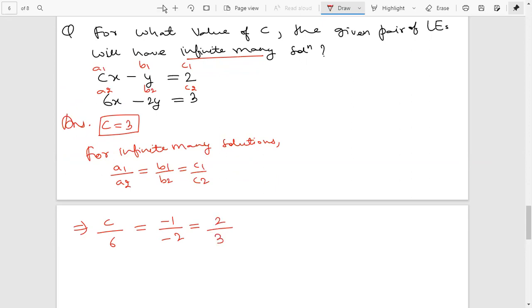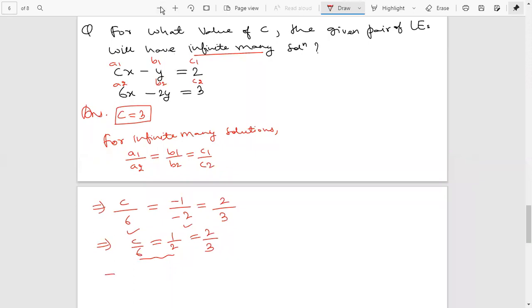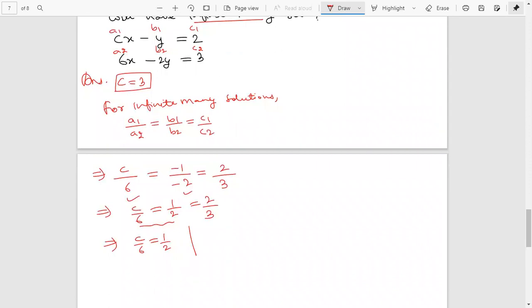So actually it is not possible because no values of x. Suppose if we take these two values, we can simplify it as C by 6 equal to 1 by 2 equal to 2 by 3. So if we take these two values, we get C by 6 equal to 1 by 2. That means C value equal to 3, because cross multiplication gives 2C equal to 6, so C equal to 3.